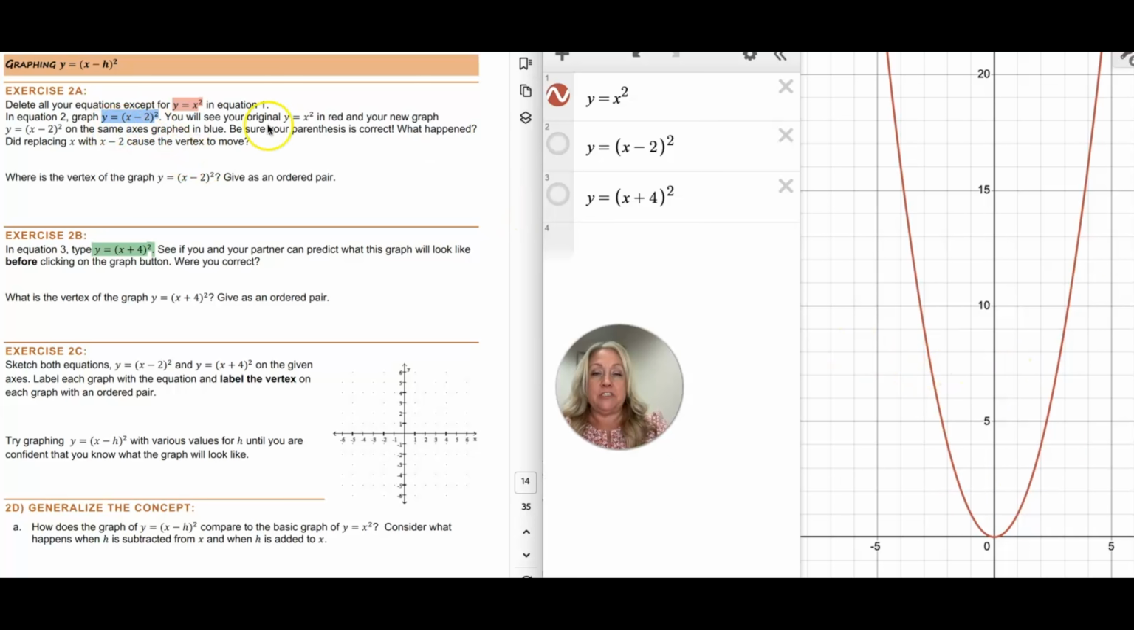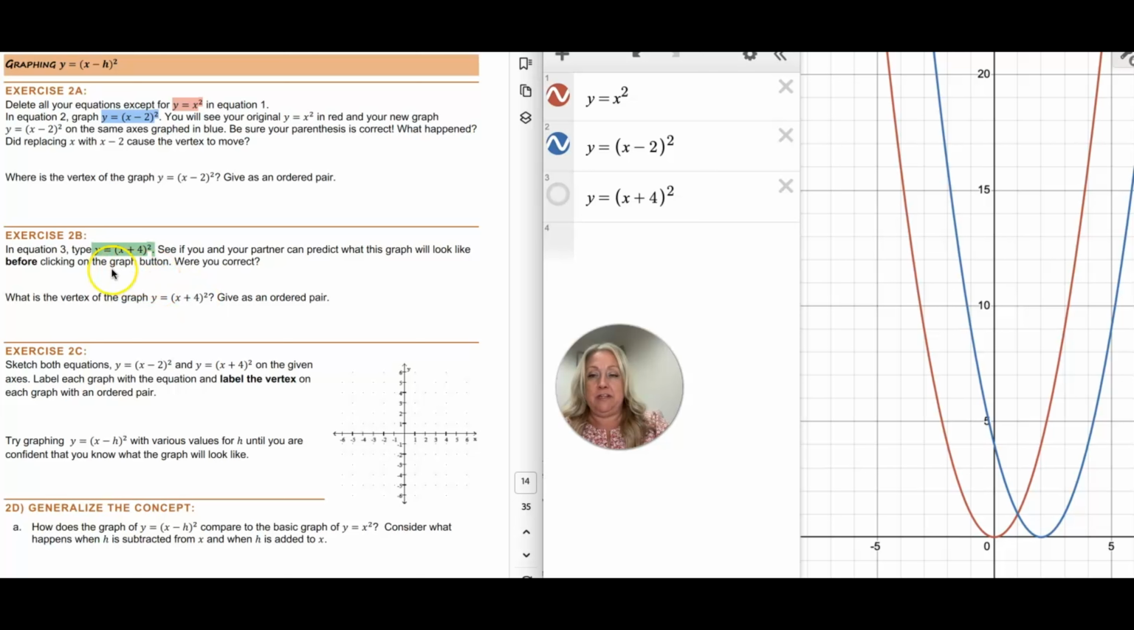So next, I want you to type in y equals, in parentheses, x minus 2 all squared. When we do that, we can see that our vertex, which previously was at (0, 0), is now at (2, 0). So we had a negative 2 inside, and it shifted 2 places to the right.